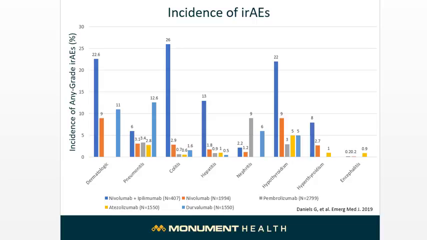Here is just a better graphic to review the incidence of all types of irAEs and the different agents. The most common we can see is going to be in that dark blue color, which is the combination of nivolumab and ipilimumab. So combining two immune checkpoint inhibitors is going to give you your highest incidence of toxicity, which is expected.